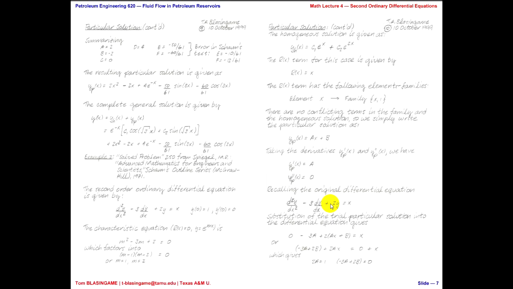And you end up, after doing a lot of algebra, concluding that the particular solution for this case is given by this expression, right? Then you have to sum this particular solution to the solution for the homogeneous part, and you get the complete or general solution for the differential equation.